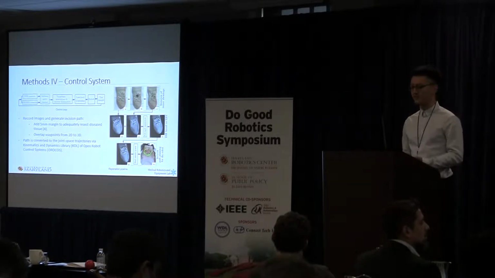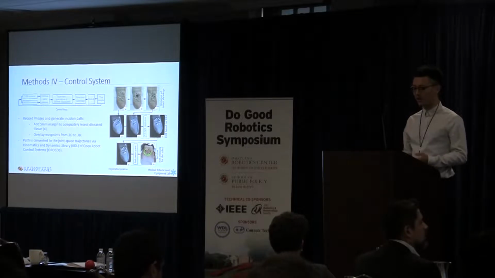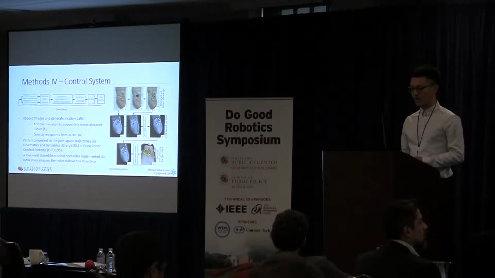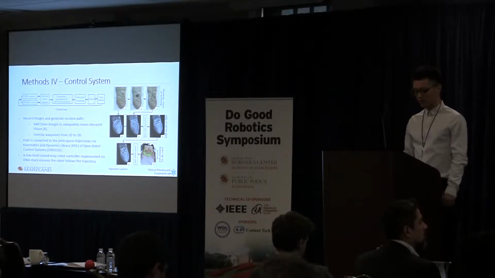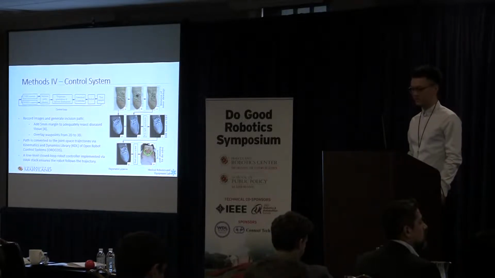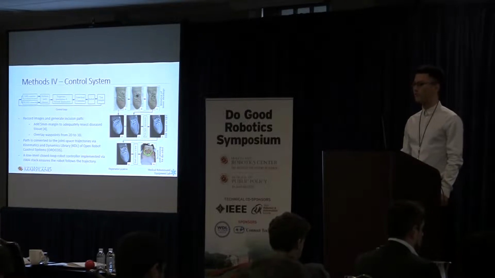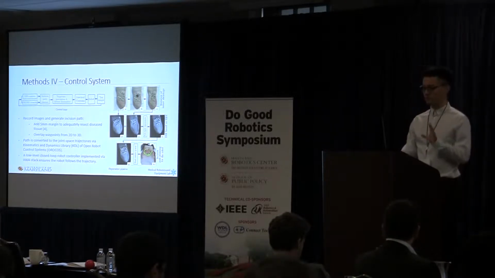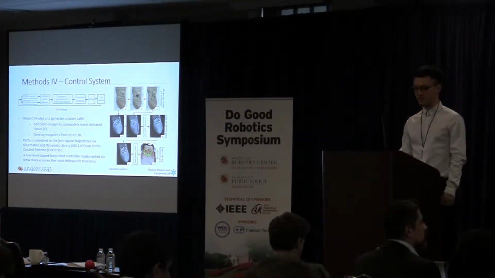And then this path is converted to the joint space trajectory via the KDL library, and then a low-level controller is implemented using the Iowa stack to ensure the robot follows the trajectory. So we realize the robotic resection.